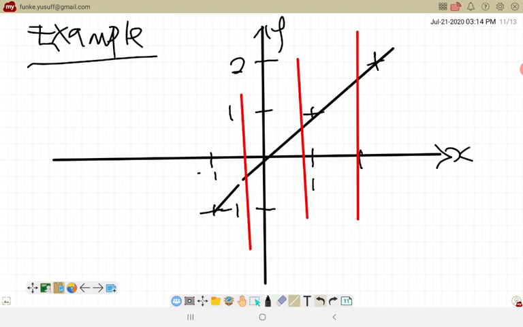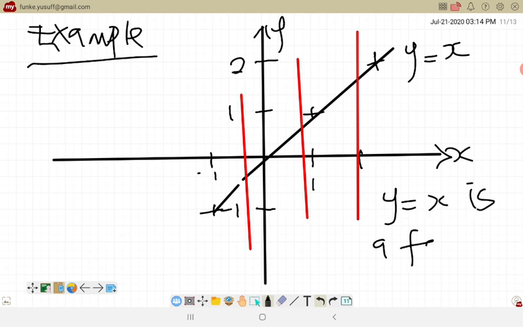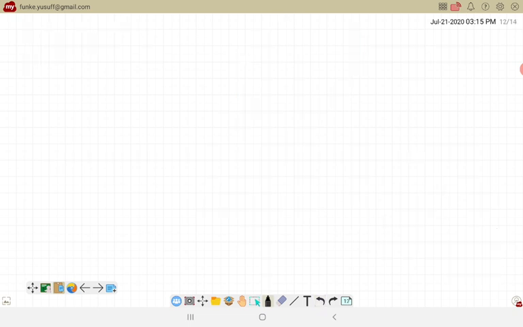So you can see that, let's call this relation y equals x. You can see that the vertical line crosses the graph once. So that means y equals x is a function. This is the vertical line test. Now another example.